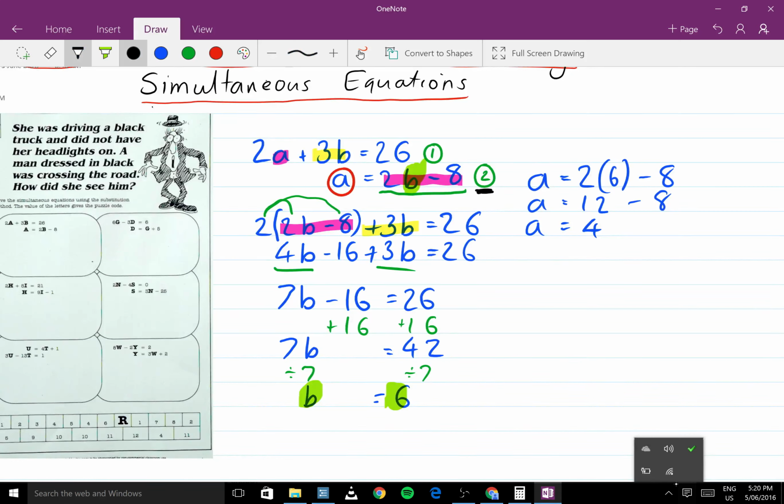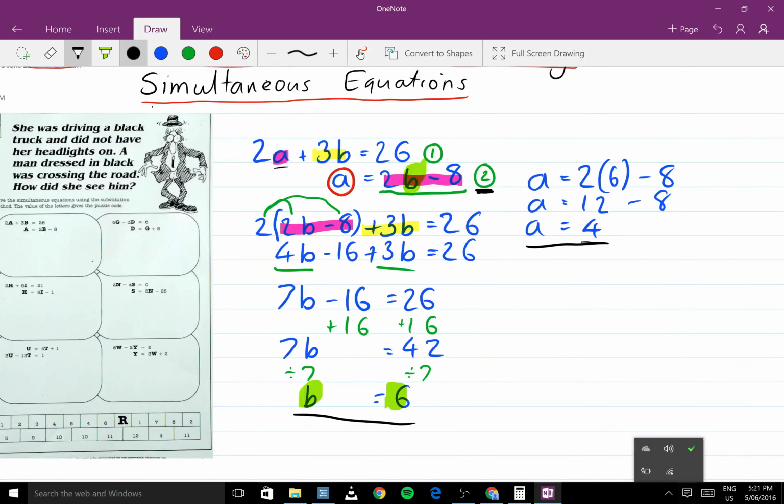That is the substitution method for solving simultaneous equations. Okay, and as promised, hopefully, if I haven't made mistakes, we'll have 2 numbers that satisfy both these original equations. So let's just have a look at it. 2 lots of 4, so I'm just taking this 4 and I'm putting it where the a is. 2 lots of 4 is 8 plus 3 6s, which is 18. 8 plus 18 equals 26, so that's good.